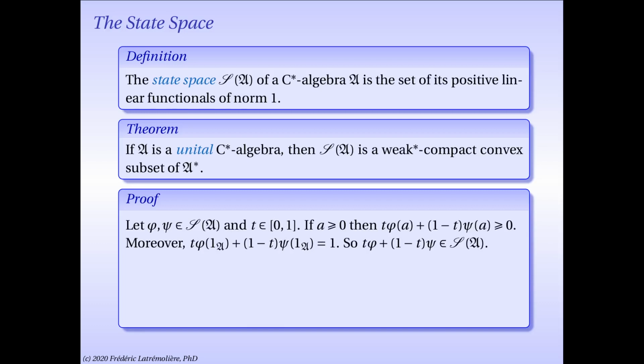It's also convex, which is a very easy proof. So if you take any two states phi and psi, and you take a real number t between 0 and 1, and you form the linear functional t times the state phi plus (1 minus t) times the state psi, you want to check that you again have a state. When you apply it to a positive element A, it gives you a positive value, which is very easy to check. And it's also easy to calculate what t phi plus (1 minus t) psi does to the unit, and it again maps it to 1. So, it's again a state.